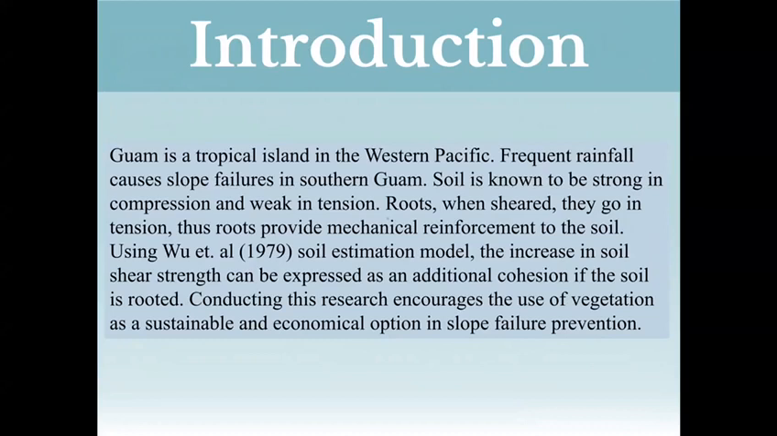Guam, as a tropical island in the Western Pacific, experiences heavy rainfall, causing rainfall-induced slope failures in the southern part of the island. Although soil is known to be strong in compression, it is weak in tension. On the other hand, roots, when they undergo shearing in soil, go into tension and offer tensile strength, which increases the shear strength of the soil-root matrix. Through Wu's 1979 soil-root estimation model, we can evaluate the soil reinforcement that roots provide for slope stabilization.